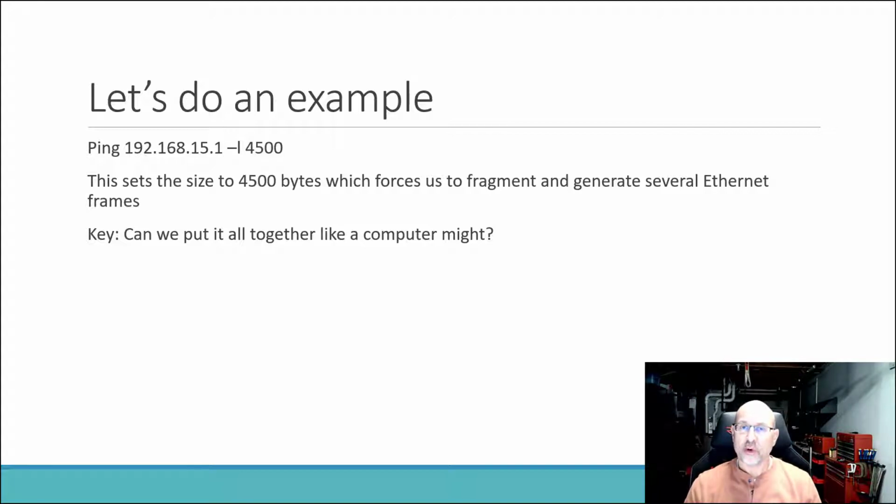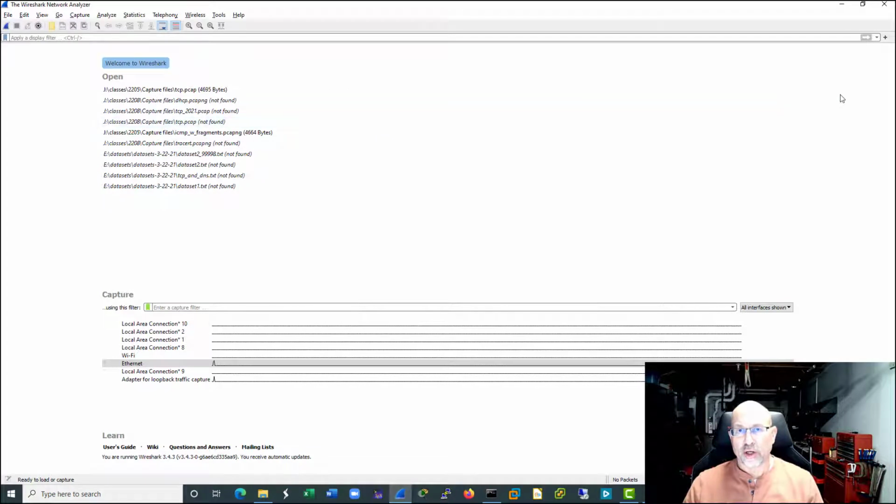is force the creation of a collection of Ethernet frames. Why? Because Ethernet frames can only carry 1,500 bytes. Okay, so we're going to see how many frames this creates, and then we'll take a couple of notes along the way. We'll examine the capture to see if we can put the whole thing back together like your computer might. So here is Wireshark, so let's start our capture.